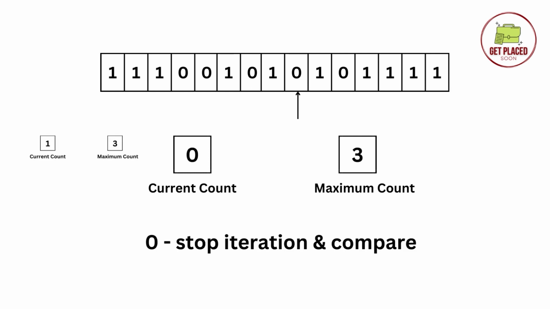We stop iteration. The values before updation on the left side are 1 and 3. 3 is maximum and 3 is in the maximum count. We reset 1 to 0 of the current count. So at this position current count is 0 and maximum count is 3.